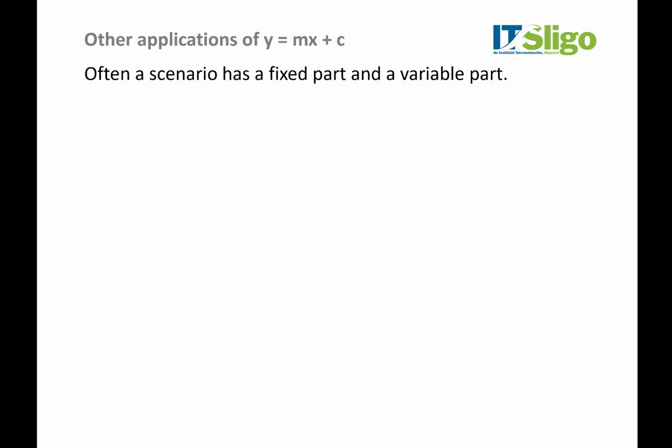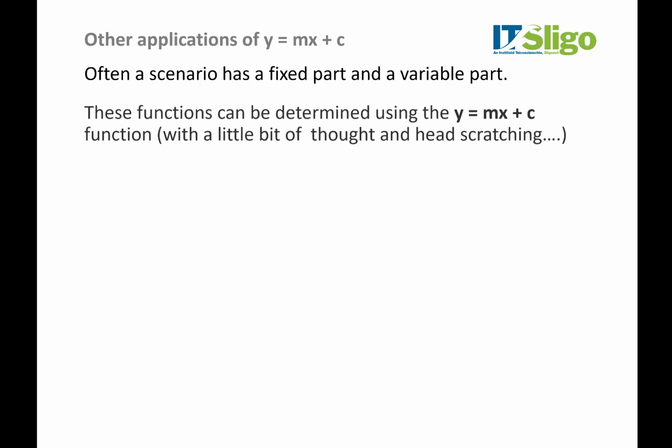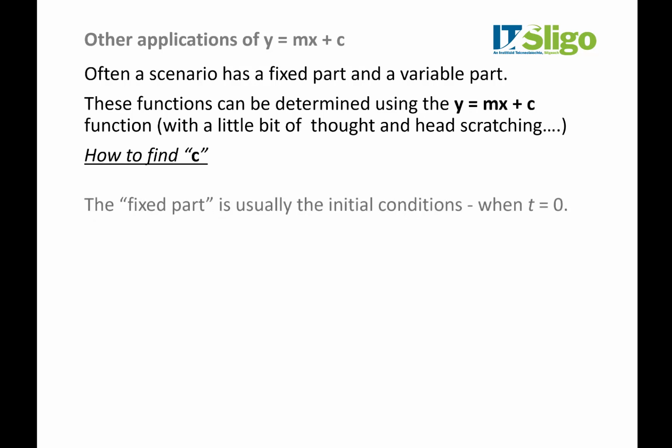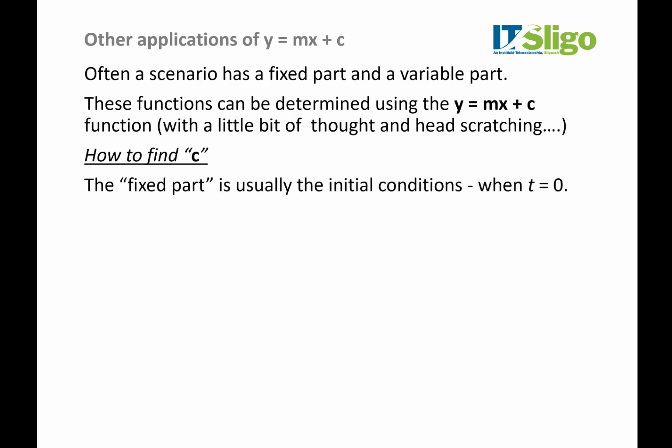Often a scenario has a fixed part and then a variable part. We can use this equation again to determine the function that's been described. How do we find c? Well, the fixed part of the scenario is usually the initial conditions when t is equal to 0, like I said earlier. This is your y-intercept, in other words, it's c.